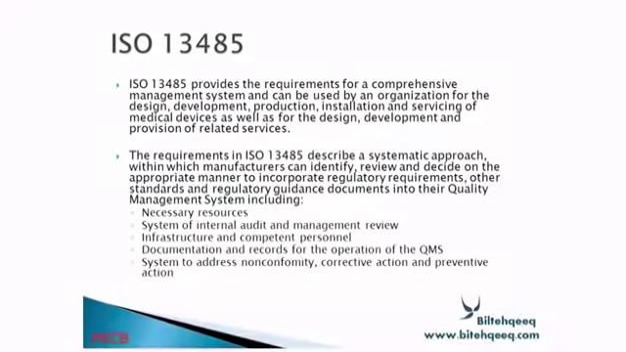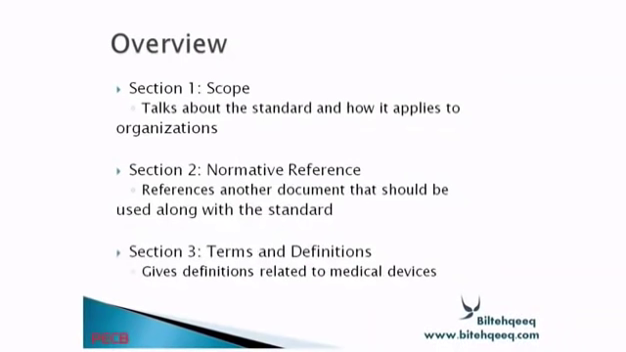This includes necessary resources, system of internal audit and management review, infrastructure and competent personnel, documentation and records for operation of the quality management system, and a system to address non-conformity, corrective actions and preventive actions. So we can see that basically its structure is similar to the ISO 9000 quality management system.